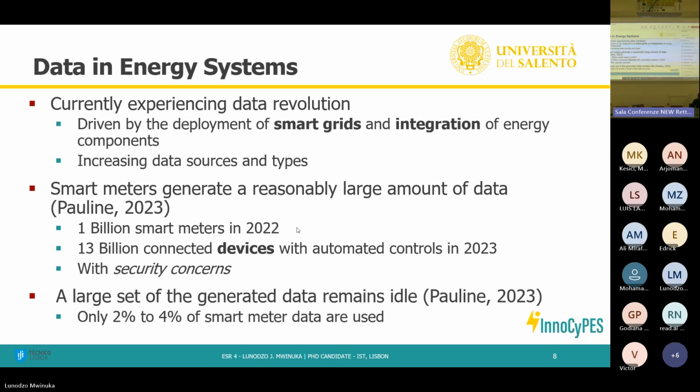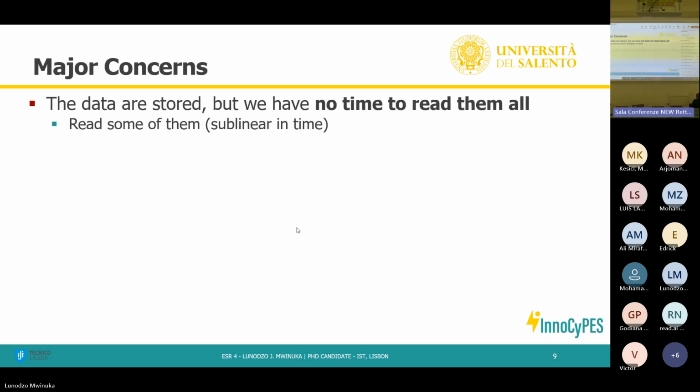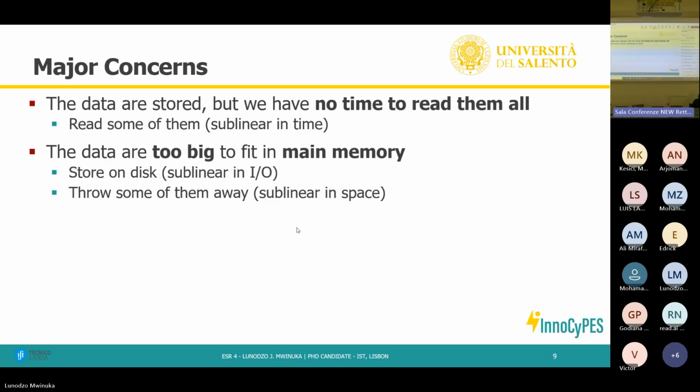Now, considering these challenges in energy systems and the general perspective on data generation and data management, what are the major concerns that we are having? We can split this into 3 or 4 groups. Concern number 1: we are not speaking about data storage, because we have capacities to store the data, but we do not have time to read them. Reading the data is a challenge.